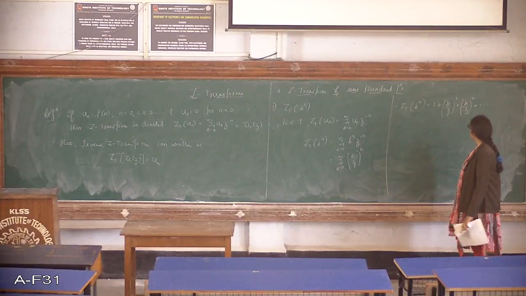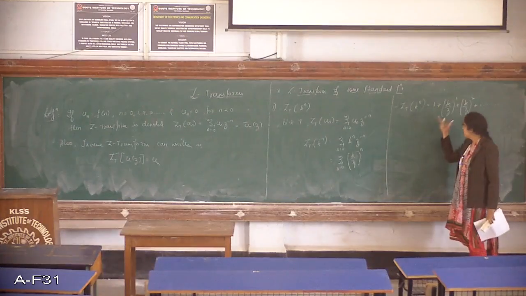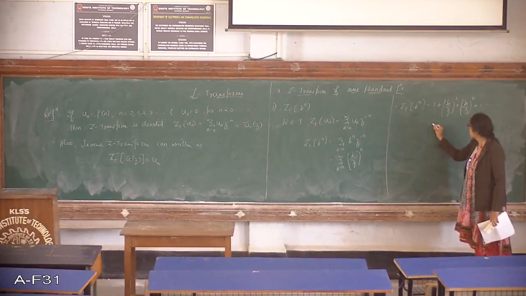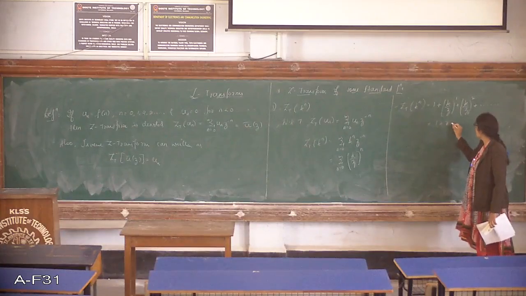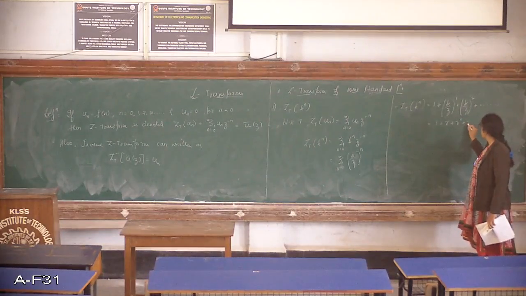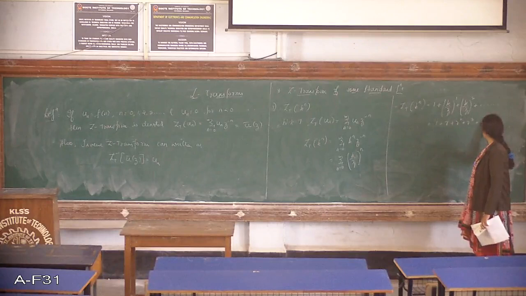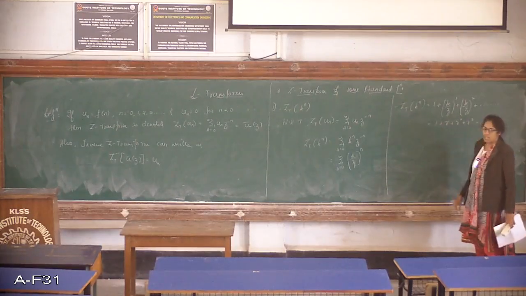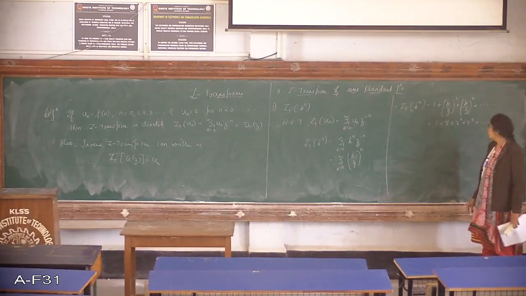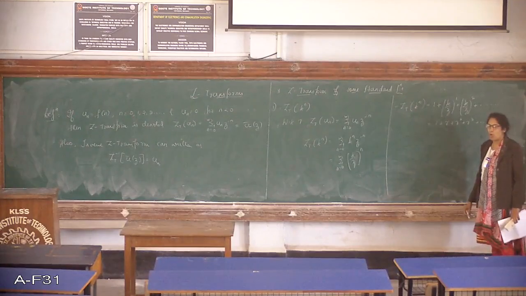Now if you look at this series here, you can see that this is something of the form 1 plus r plus r square plus r cube. If you look at this, you remember that in your plus 2 you had studied something about the geometric series.